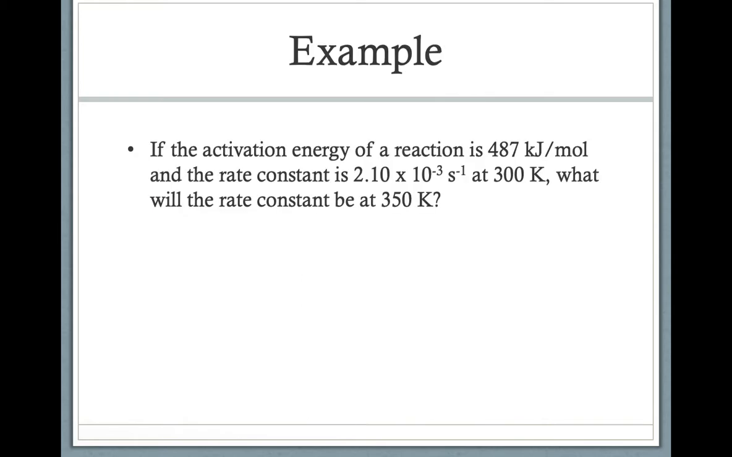Now, if we want to work an example to use that equation, here we're told we have a reaction where the activation energy is 487 kilojoules per mole, and we're told that the rate constant is 2.10 times 10 to the minus 3 at 300 Kelvin. And then we want to know, what is the rate constant going to be at 350 Kelvin?